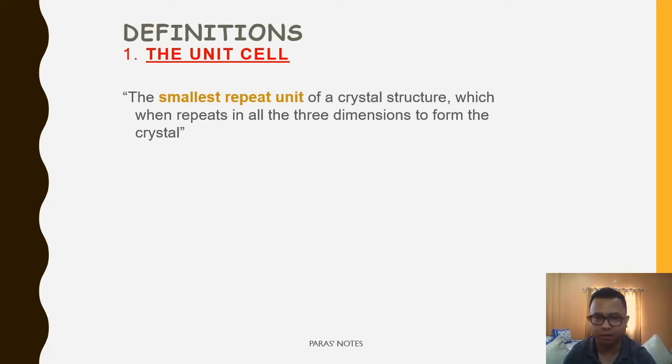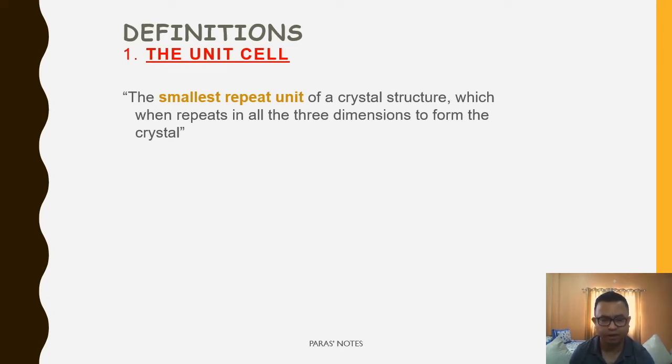Like for example, in biology also you are learning about cells will combine together to form a tissue, then again different tissues actually combine together to form the whole human body system. In the same way, a crystal is also made up of the smallest unit, and that unit is what is called a unit cell. Now there are different ways in which we can represent a unit cell. There again, if you look at the definition of unit cell, the smallest repeat unit of a crystal structure, which when repeated, or which repeats in all the three dimensions to form the crystal.